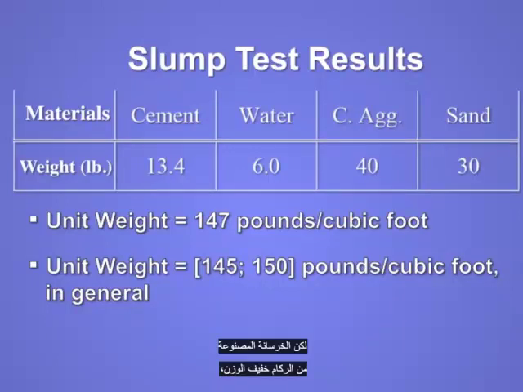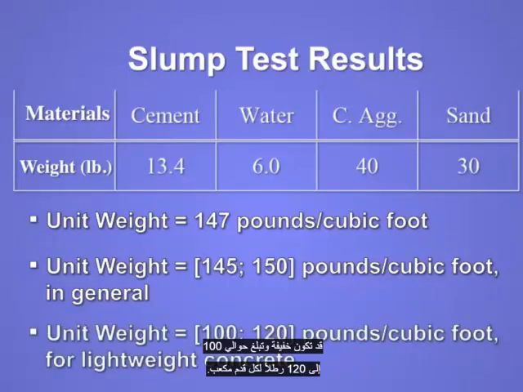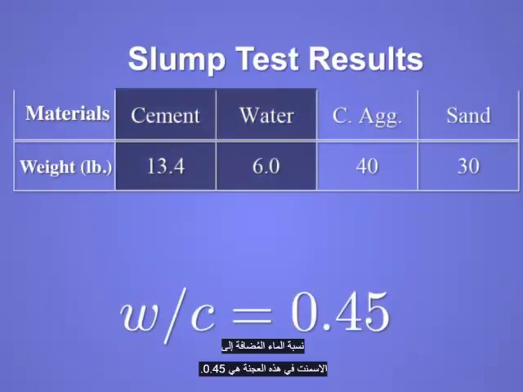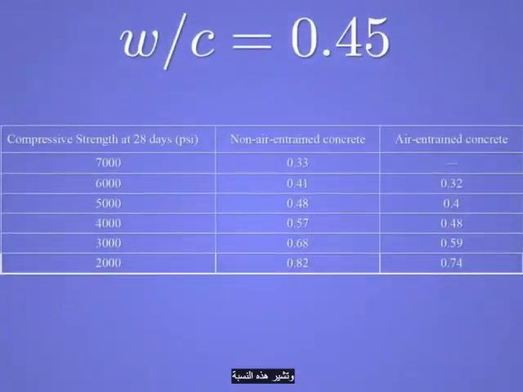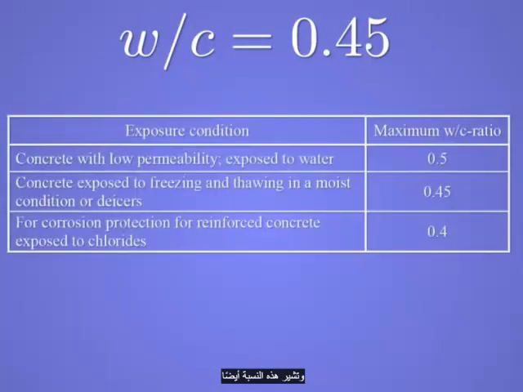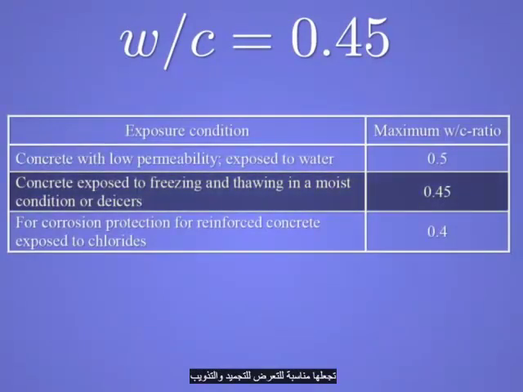But concrete made with lightweight aggregates, expanded shales for example, may be as light as 100 to 120 pounds per cubic foot. The water-to-cement ratio for our concrete batch is 0.45. This ratio indicates that the compressive strength of our test cylinders at 28 days will be around 5,000 psi. This ratio also indicates that the durability of our concrete makes it suitable to exposure to freezing and thawing in moist conditions or de-icers.